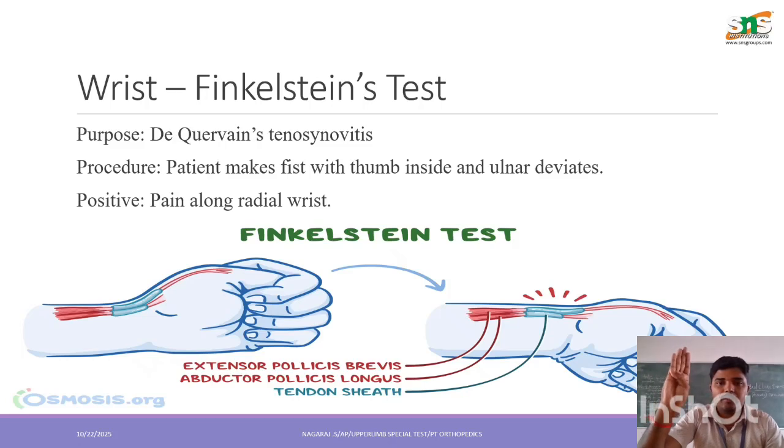Fist is the thumb inside, ulnar deviated. The patient makes a thumb fist and then ulnar deviates. Pain along the radial side is the confirmatory test for De Quervain's disease.